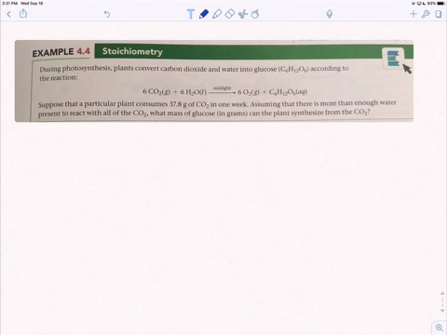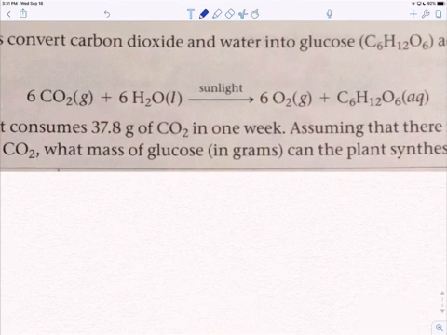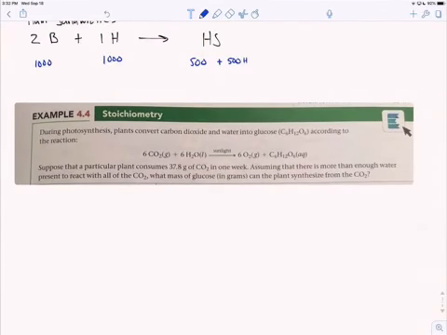So this problem. During photosynthesis, plants convert carbon dioxide and water to glucose according to this reaction. Glucose is C6H12O6. So 6 carbon dioxides plus 6 waters makes 6 oxygens and glucose. So this is a photosynthesis reaction. And a plant consumes 37.8 grams of CO2 in 1 week. Assuming that there is more than enough water present to react with all the CO2, what mass in grams of glucose can the plant synthesize from CO2?